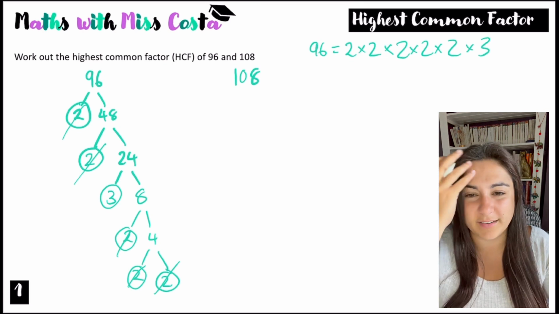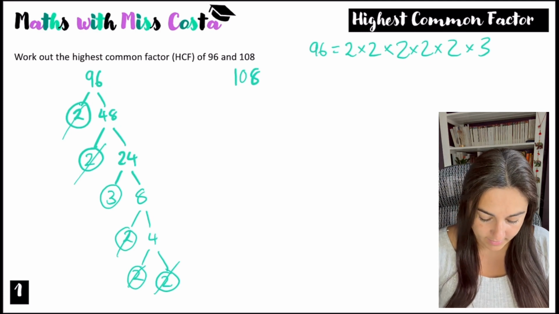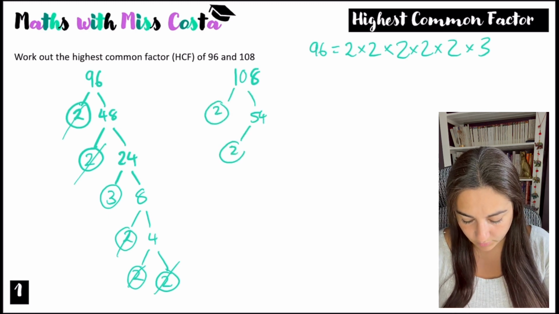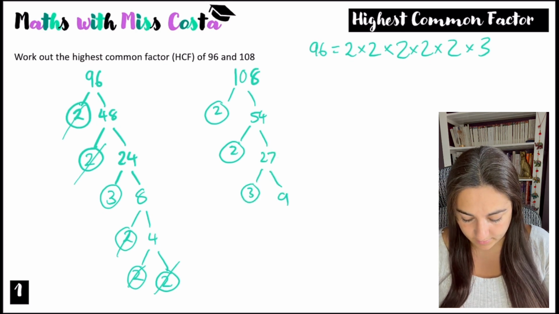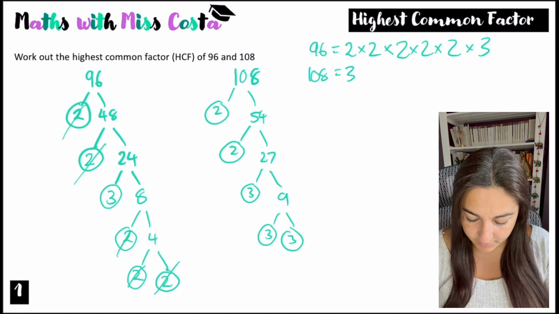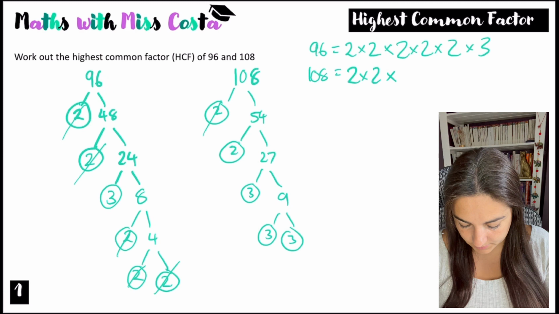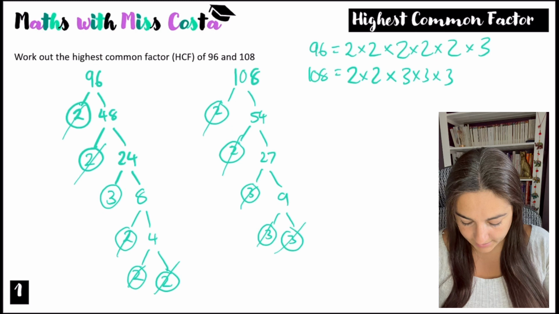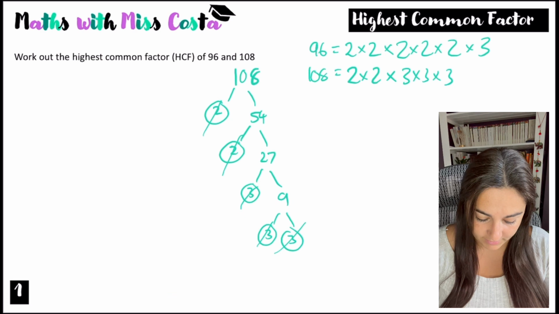Okay, I'm not going to put it into factor form just yet. I can if I want, but up to you. And then 108. So that would be 2, circle the prime, times by 54. And then 2 times by 27. And then 3 times by 9, which is 3 times by 3. Okay, so 108 is 2 times by 2 times by 3 times 3 times 3. Cross them all out. Okay, so I've got all of my prime factors of 96 and 108.